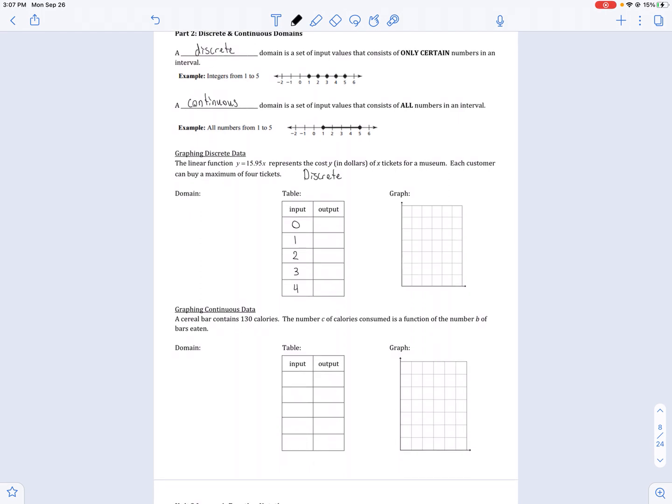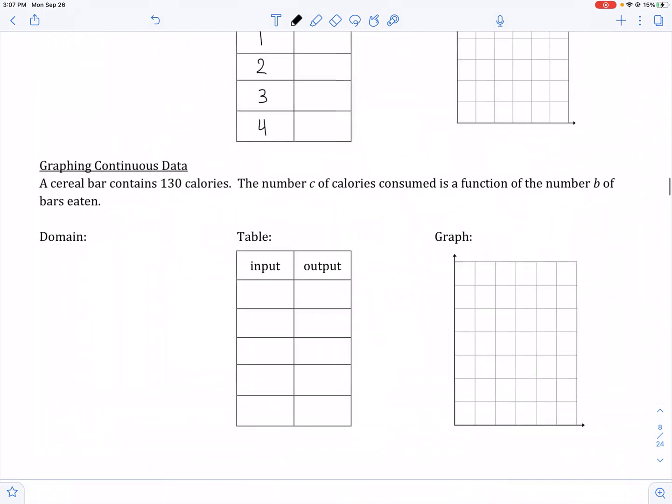For this one down here, we're talking about the number of calories burned. So you can find how many calories if you eat 0 bars, then 1 bar, then 2 bars, 3 bars, 4 bars, and just know that when you plot these points, it is possible to burn part of a calorie. Like you can burn 3.5 calories. So your graph for this one will be continuous.